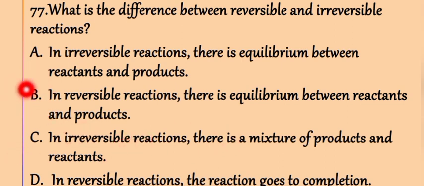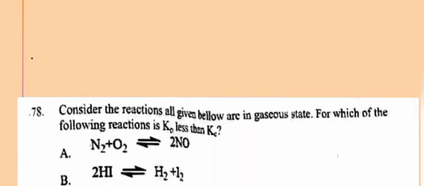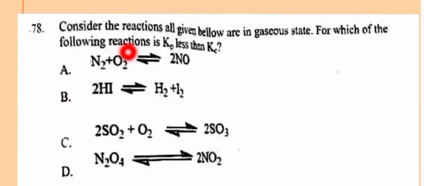So the answer is B. Question 78: consider the reaction, all given below are in gaseous state. For which of the following reactions is the rate constant in terms of pressure, Kp, less than Kc?